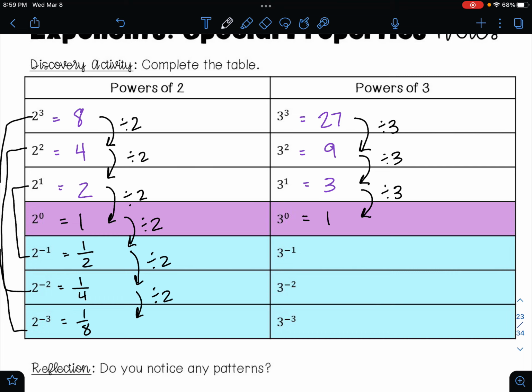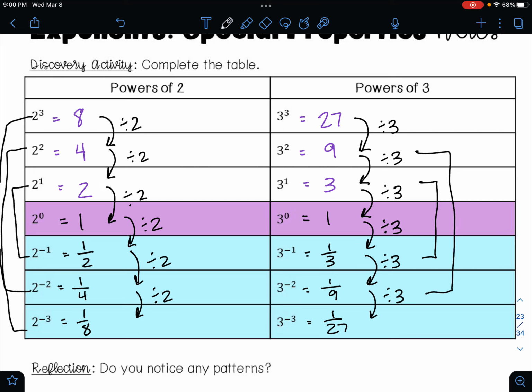If I keep going with this one, 1 divided by 3 would be 1/3. 1/3 divided by 3 is 1/9. 1/9 divided by 3 is 1/27. Again, it looks like these are paired up and it's just becoming a denominator. It looks like these are paired and that's becoming the denominator. And maybe these are paired and that's becoming the denominator.